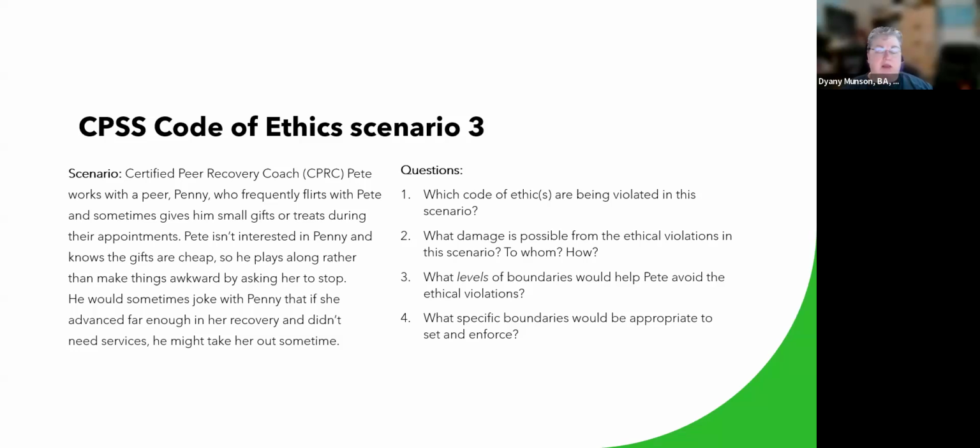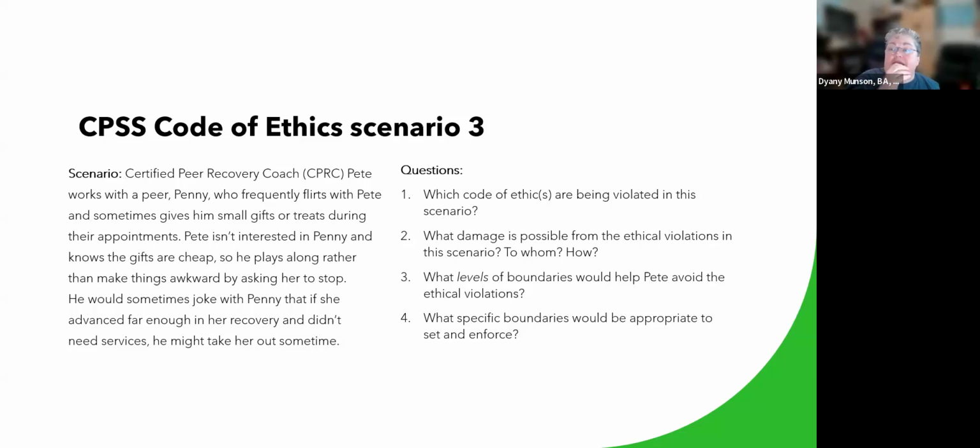Number 2, respect the rights and dignity. Yeah, this is not a respectful or dignified way to treat somebody. Number 10, do not enter dual relationships. Yeah, because now he's the object of her affections, and he's encouraging that whether he means to or not. And absolutely number 1, we seek to role model recovery. Yeah, he's not role modeling recovery.